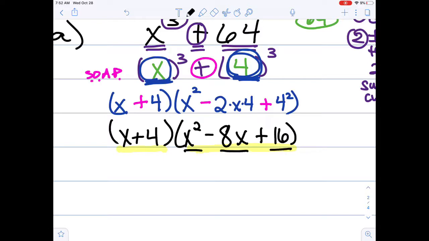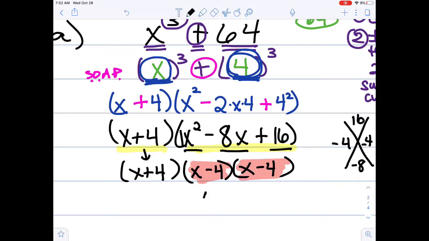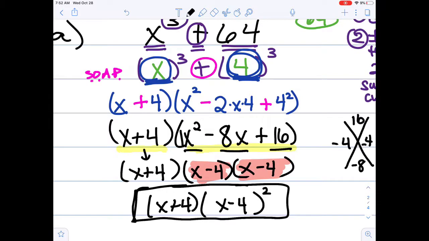There's 1, 2, 3 terms. If there's 3 terms and there's a coefficient of 1 here, we're going to put the 16 on top and the negative 8 on bottom. I know that negative 4 and negative 4 will multiply to 16 and add to negative 8. So we go like this. If we're factoring 3 terms, x and x go here, and minus 4 and minus 4 go here. Bring down this factor. And to write this, because both of these are the same, I can write this as x minus 4 squared because it happens twice. So this is our complete factorization.